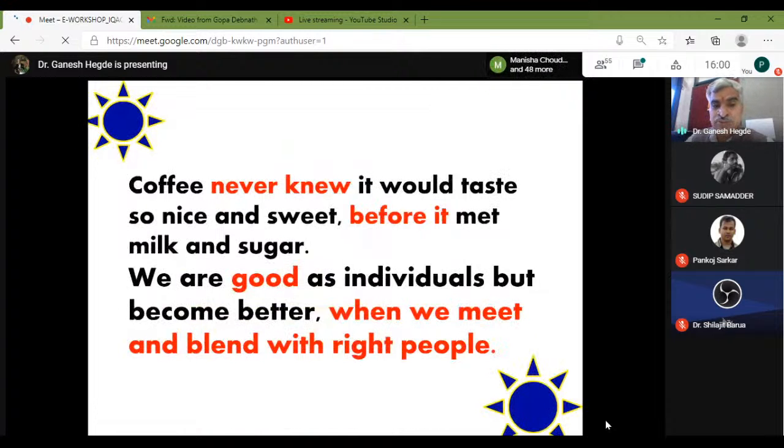I just would like to share with you that the coffee never knew it would taste so nice and sweet before it met with the sugar and the milk. We are good as individuals, but when it comes to collaboration, if we want to become better, then we have to blend with the right people at the right time.